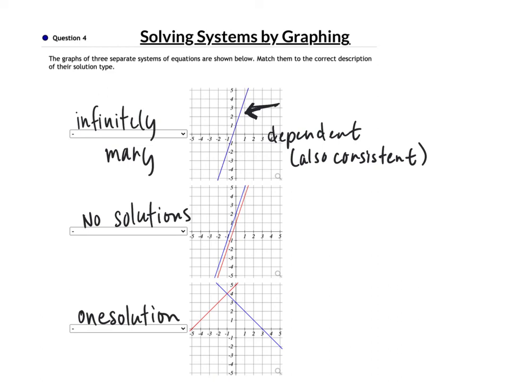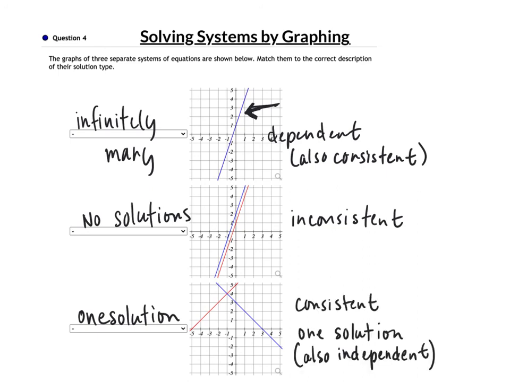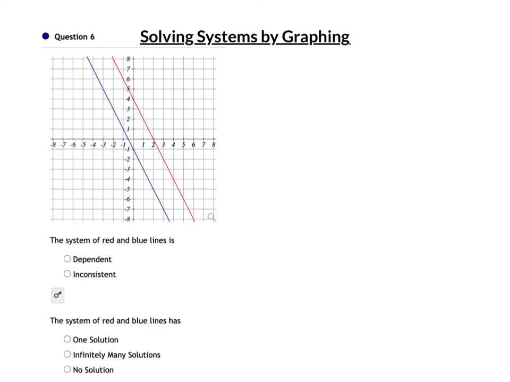And the next one, I noticed the pull down box is it's inconsistent. That's the new term we learned, inconsistent. And for the last one, that one is consistent, but it has one solution. In this question, the system is inconsistent because it doesn't have a solution. They share no ordered pairs, and there are no solutions.